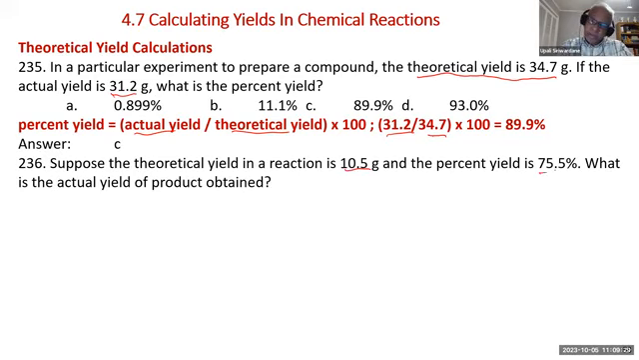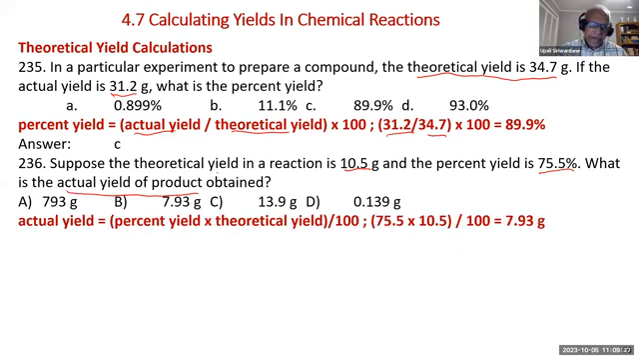Suppose the theoretical yield is 10.5. Percent yield is given, now you are asked for actual yield. You rearrange the equation. Now you are dividing by 100. Percent yield multiplied by theoretical yield divided by 100. That's the percent yield. That's the theoretical yield. You get actual yield of 7.93. That's how you calculate using this equation. Percent yield is equal to actual yield divided by theoretical yield. Answer is B.